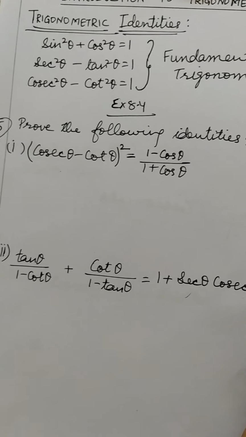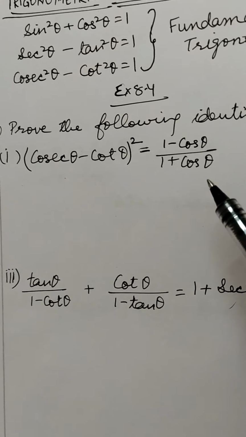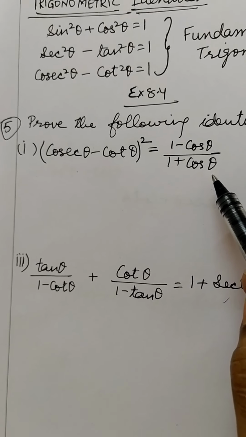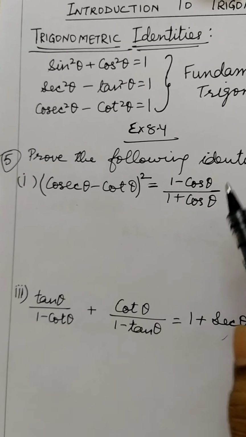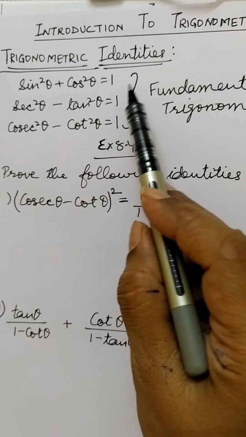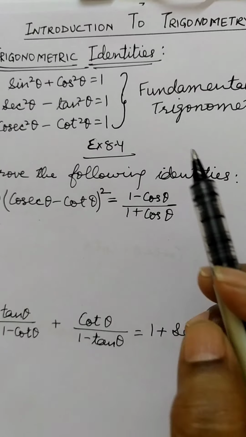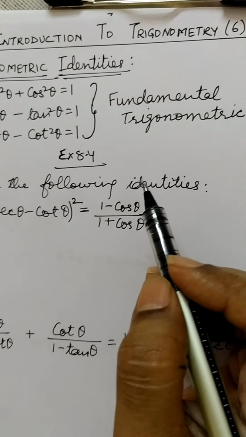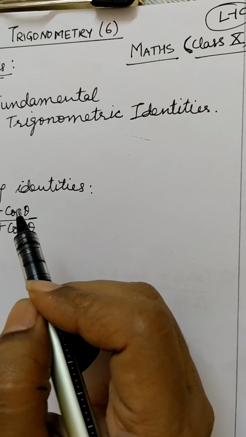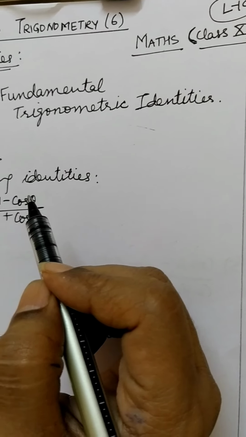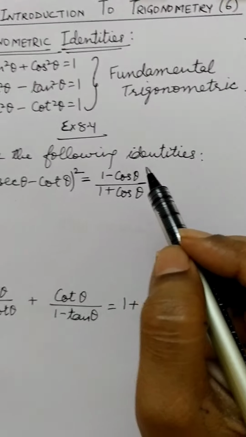So let us start. You can see that in question number 5, there are 10 identities which you have to prove. So, keep in mind these three fundamental trigonometric identities. Secondly, algebraic identities which you have done in class 9th. And relations between trigonometric ratios which we have discussed last time also.